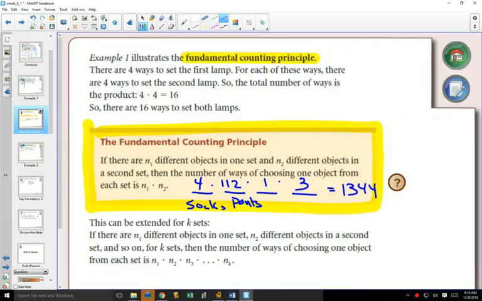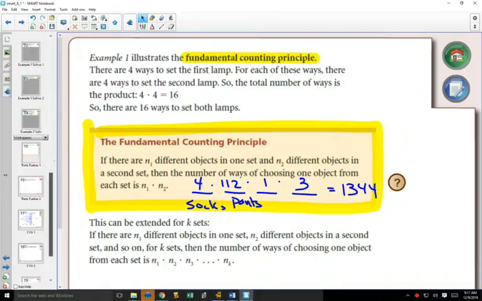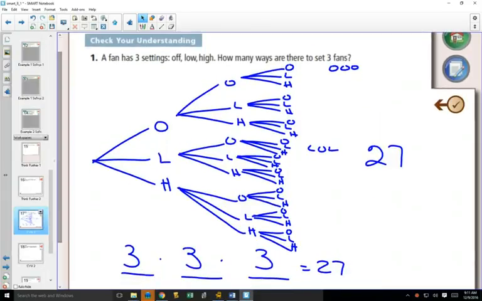So again, what do we do with the fundamental counting principle? We have to first realize how many decisions we have to make. In our fan question, we had 3 decisions, how we were going to set each of the fans. Then once you've got a space for each of your decisions, you put the number of choices for each decision in that space. Multiply it together and you will get the total number. Now this becomes very important for counting a lot of different things. And I think we get to one of those things in our next example.